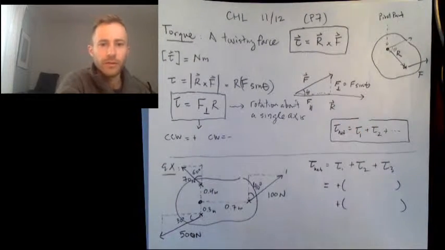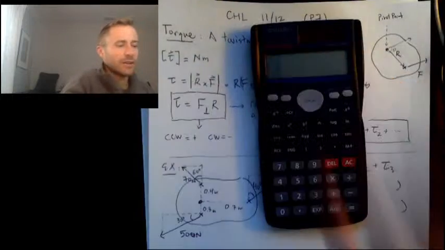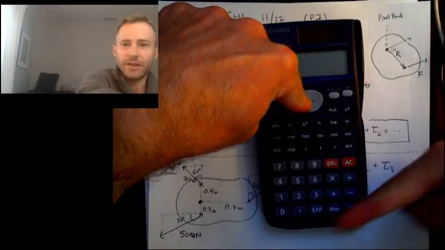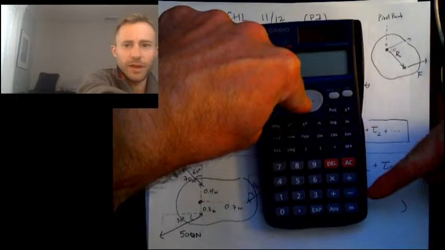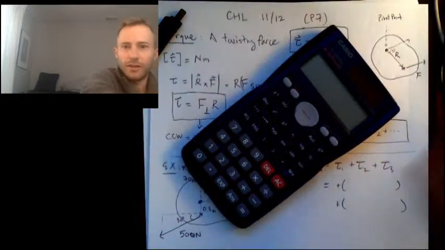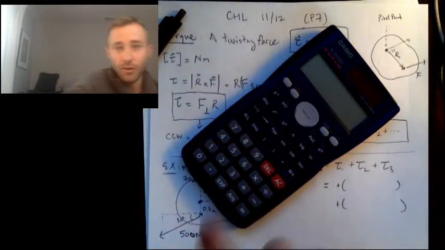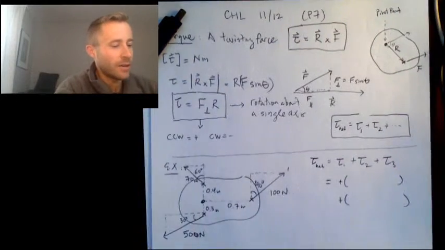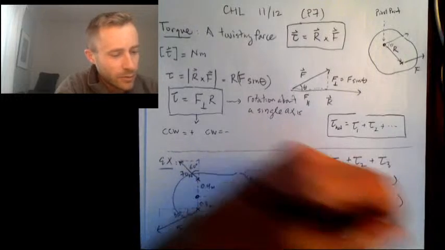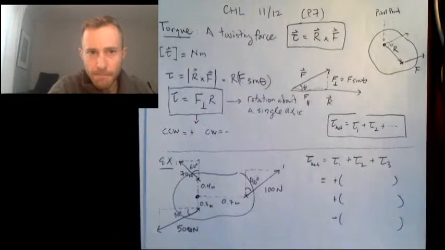The third force is acting below the pivot. So if this is the pivot and it's acting kind of down in this direction, I can see that it starts to rotate in this sense, which is the clockwise direction. So that is a negative torque.